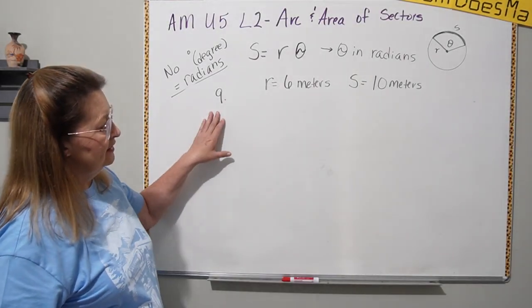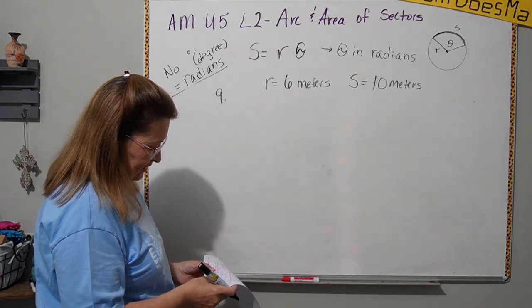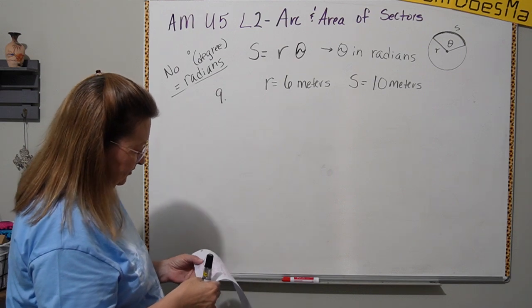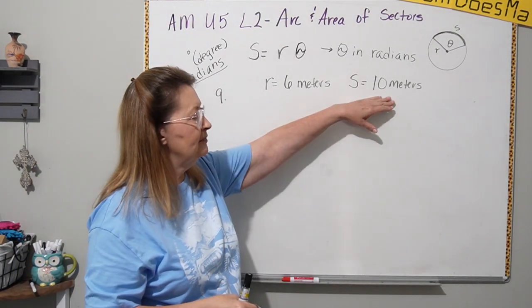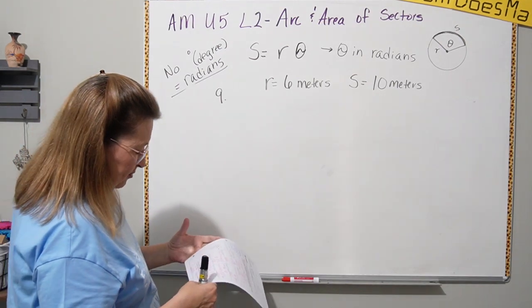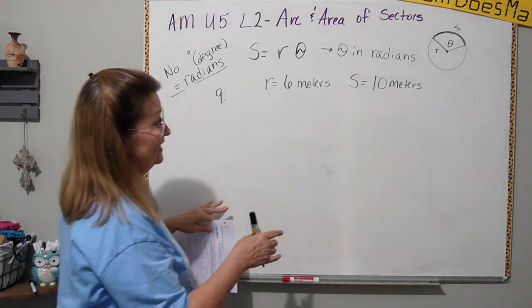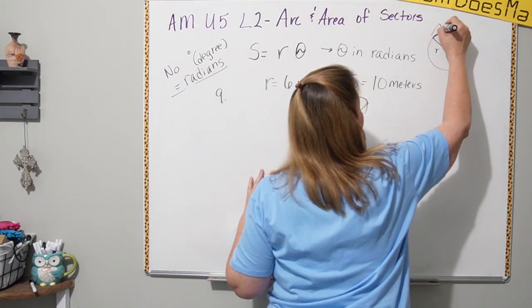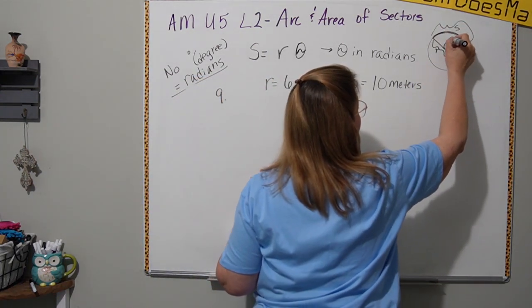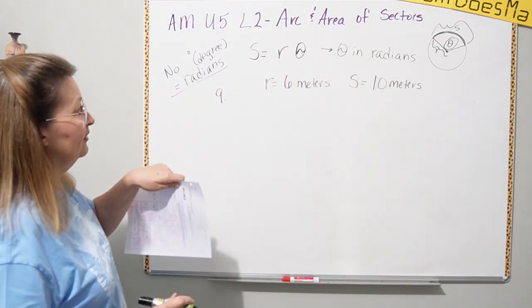Okay, number 9 is a word problem, and we're told there's a central angle theta in a circle with radius of 6 meters, and it has an intercepted arc length of 10 meters. Well, S is your arc length. And we want to find the measure of theta in radians and in degrees. So in this case, we know this and we know this. What we're looking for is theta. So it's a little bit different. We're still going to use this formula though.